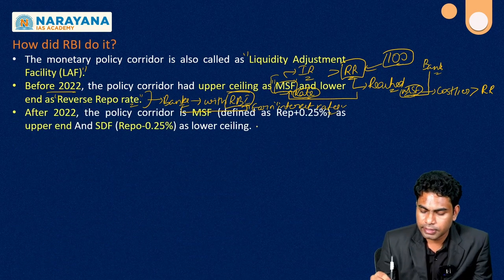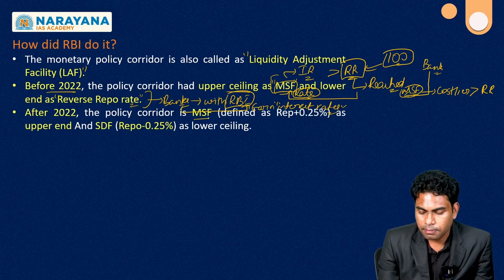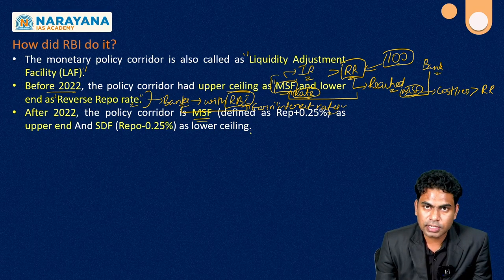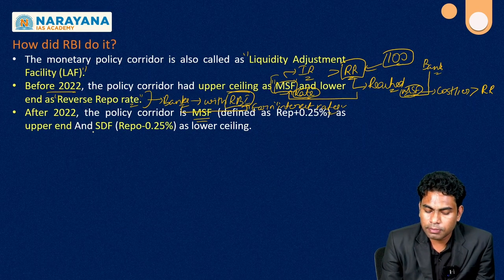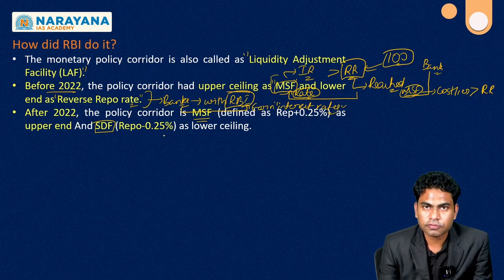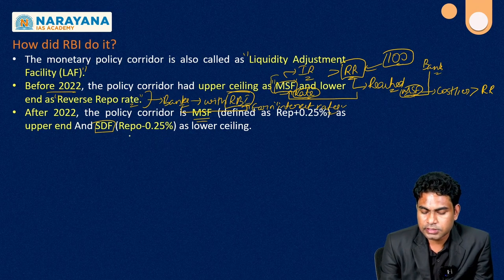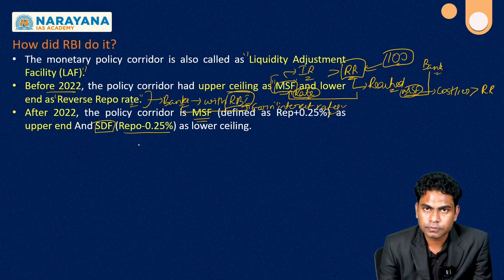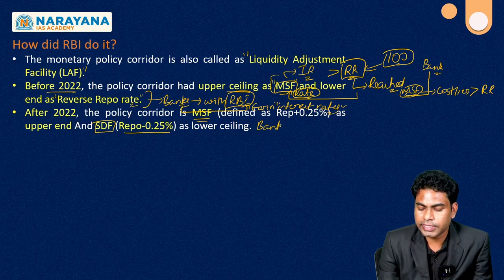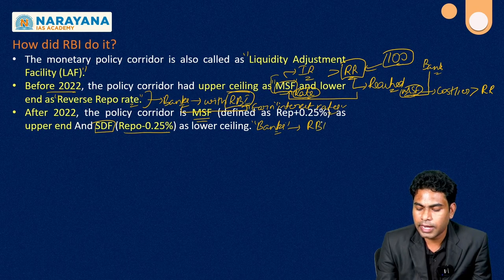Now what happened is, marginal standing facility now stands at the upper limit, but at the lower limit, what we are witnessing is the standing deposit facility. This is charged at repo minus 0.25%. So now the banks are utilizing this instrument to deposit their money with RBI, and they are earning more money when compared to the earlier case where reverse repo was at the lower.